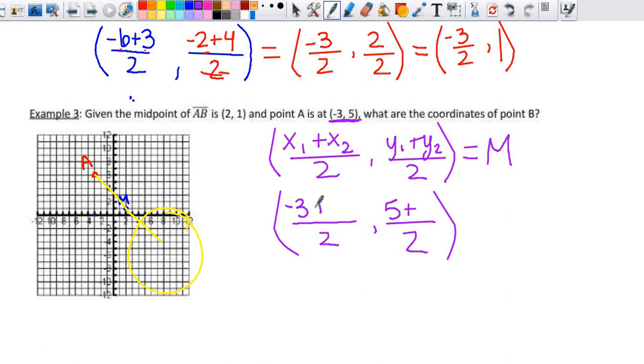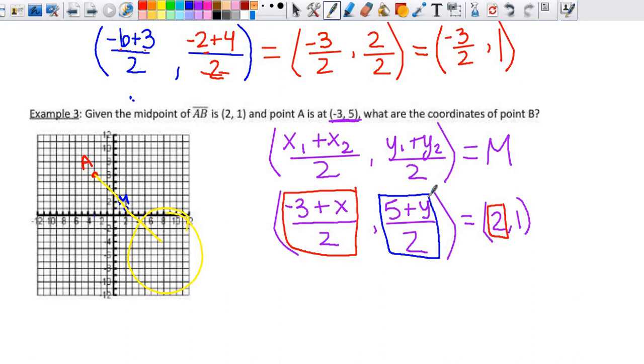Do I know what the other x and the other y are yet? No, that's what I'm going to solve for. So let's just keep them as x and y. But my answer, the midpoint, is (2, 1). All right, now we just match things up. We will set this part that would give us the x equal to the x. We set this part, which would give us the y, equal to the y, so that we have two small algebra problems. All right, let's do the x's first.